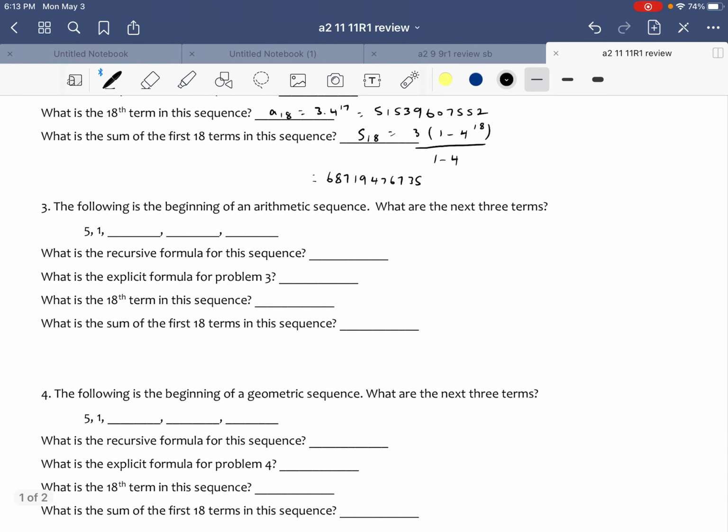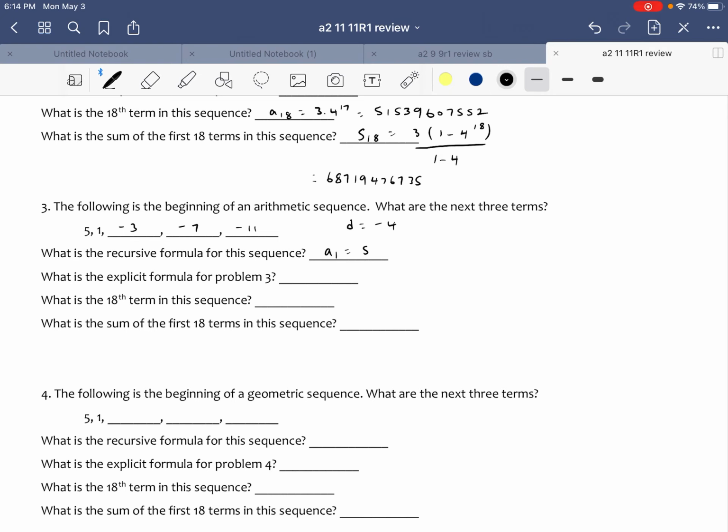The following is the beginning of an arithmetic sequence, so we're going up or down by adding or subtracting. 5, 1, looks like we're going down. We're subtracting 4. So your common difference is negative 4. So that'll be -3, -7, -11.